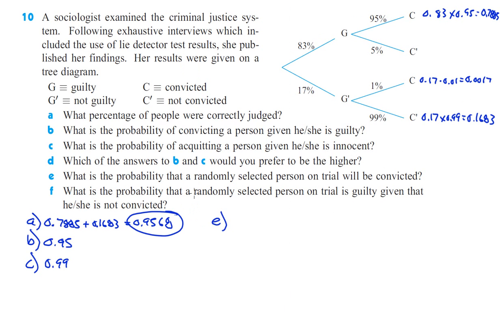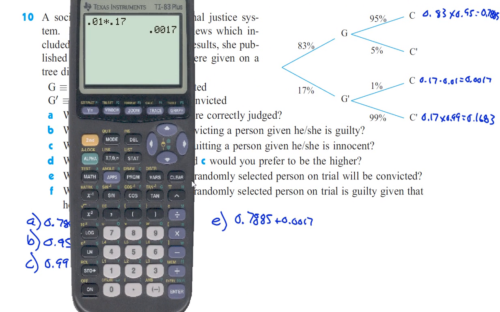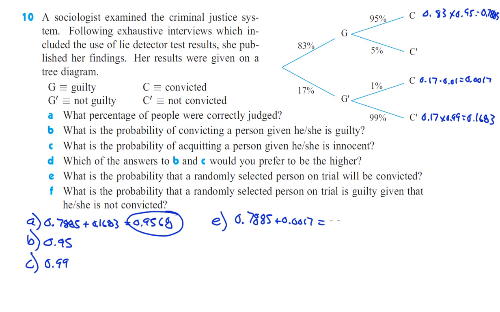Okay. So E, with probability that a randomly selected person on trial will be convicted. So that's our 0.7885 plus 0.0017. So we add those two together. 0.7885 plus 0.0017 gives us 0.7902. All right.